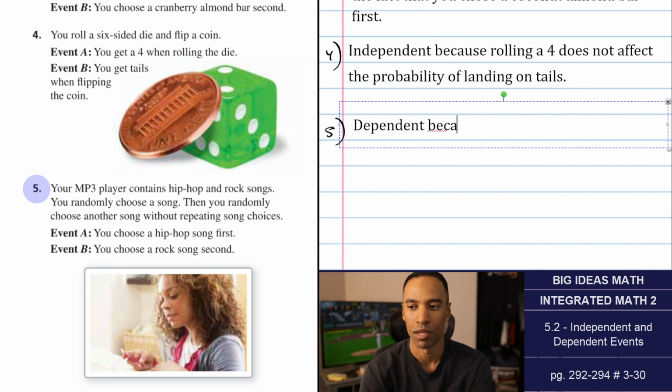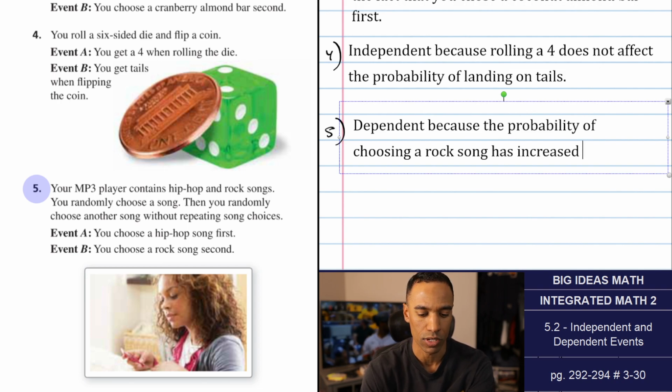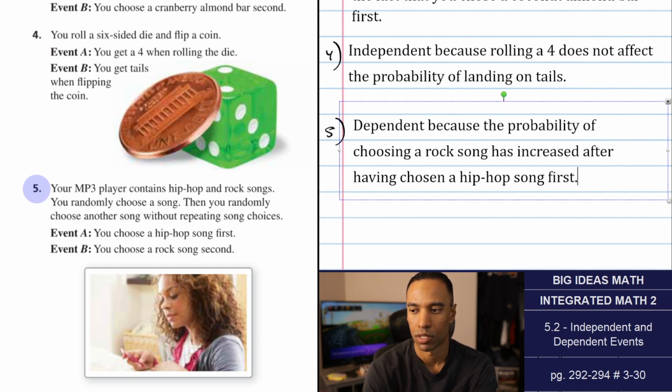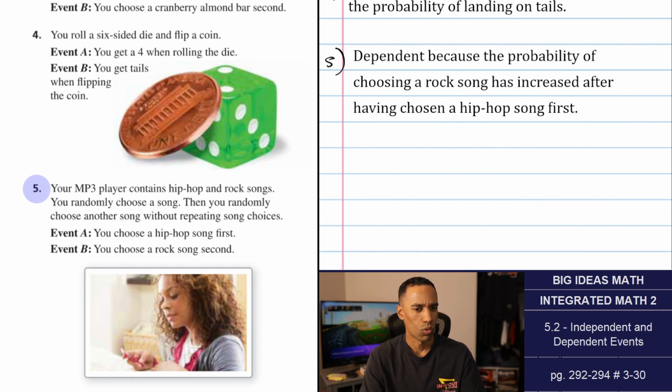This is dependent because the probability of choosing a rock song has increased. I'll say specifically, it has increased after having chosen a hip-hop song first, because it's not being replaced. Do they say replaced? What do they say? Without being repeated. It's not being repeated.